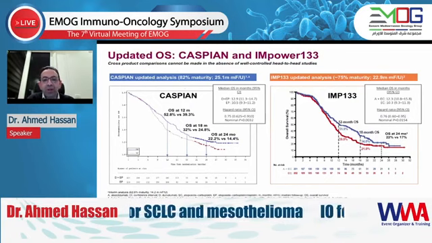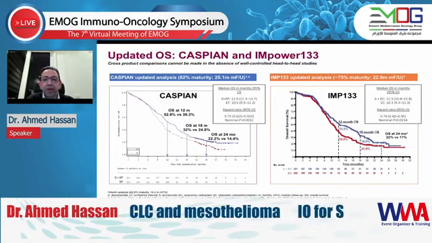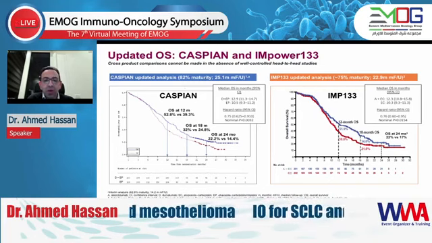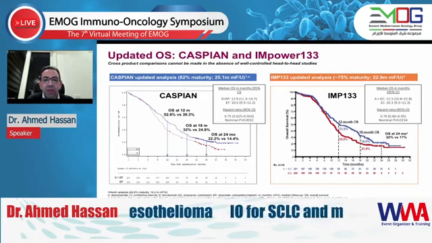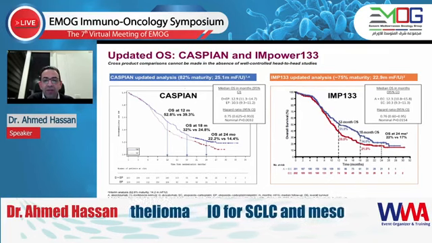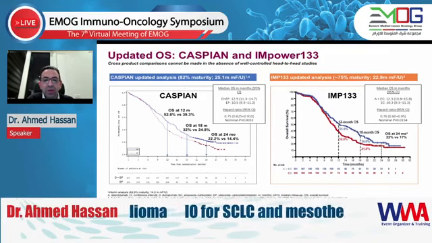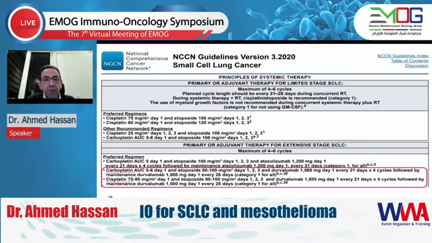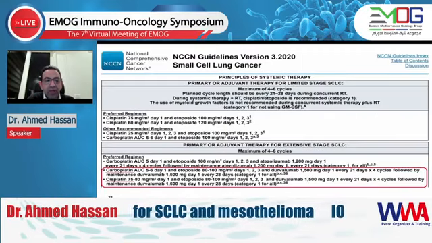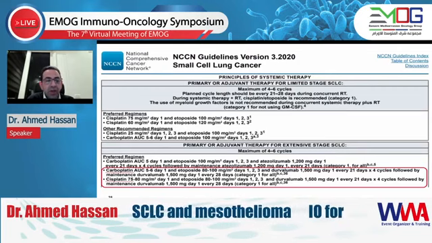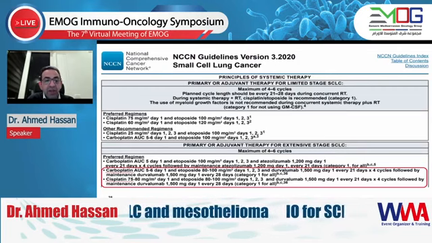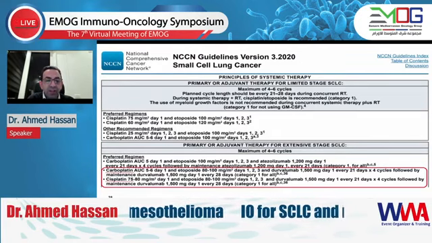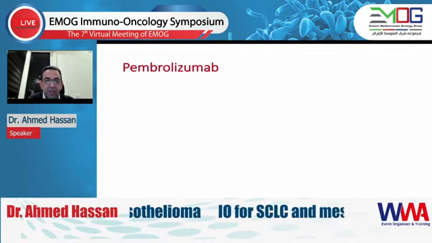This slide compares the two studies, the Caspian and the IMpower 133. You have an identical hazard ratio, and a similar amplitude of benefit in terms of overall survival. That's why, if you look at the NCCN guidelines, you'll find both agents mentioned, but the difference is that you can combine durvalumab with cisplatin, but you cannot combine atezolizumab with cisplatin because of the design of the study.